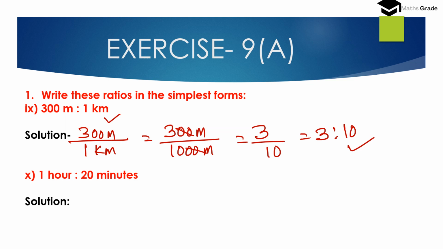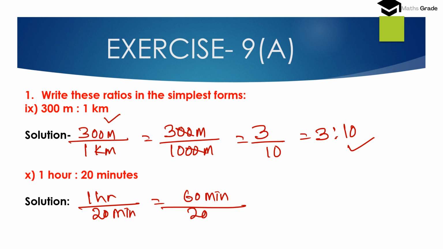Now 10th bit, 1 hour is to 20 minutes. We can write 1 hour is to 20 minutes as 1 hour divided by 20 minutes. Both the antecedent and the consequent are not of the equal unit. So first convert the hour into minutes so that the antecedent and the consequent are of the equal unit. We know 1 hour is 60 minutes, divided by 20 minutes. Now both are of the equal unit, that is minute.